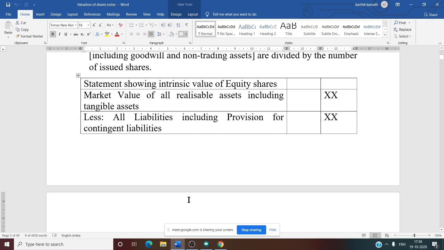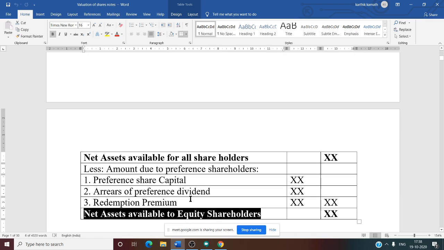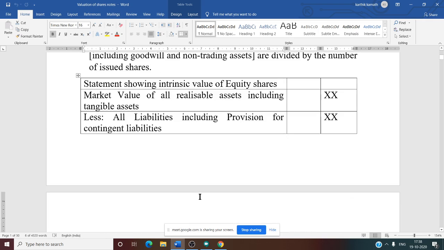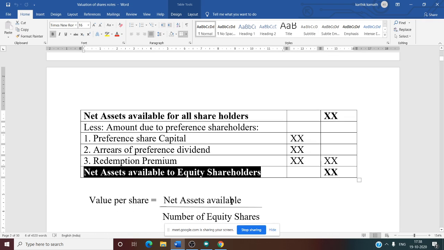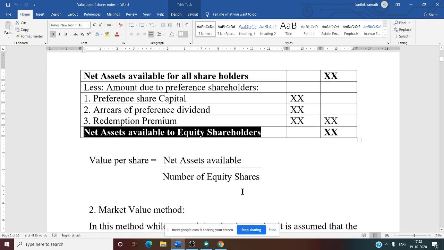So this is our format. Asset minus liability, you will get net asset available to all shareholders. Then you need to deduct the preference shareholder transaction. Then you will get net asset available to equity shareholder.